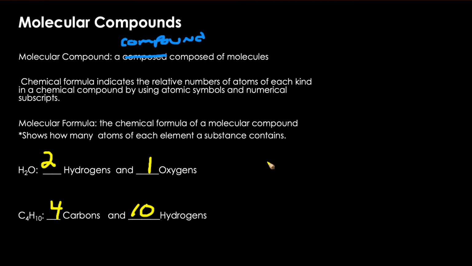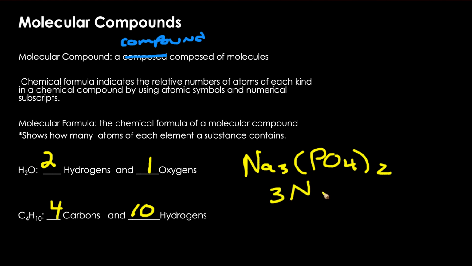Now, if we had something like this, say we had sodium phosphate. Now, this 3 Na's, excuse me. Now, this 2 must distribute to each term or element in the parentheses. So we'd have 2 phosphorus and 8 oxygen. We're going to multiply the subscript outside of parentheses by the subscript inside the parentheses. So 2 times 1 is 2. 2 times 4 is 8.